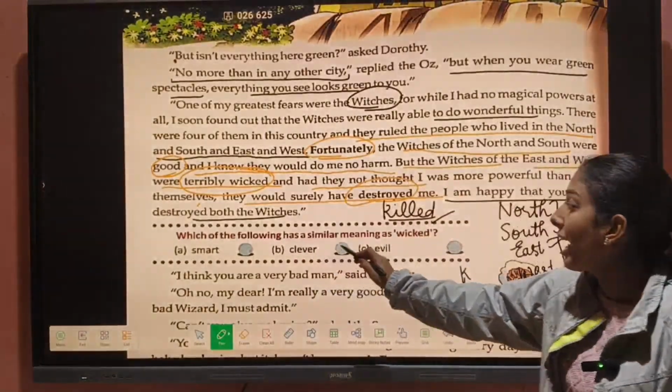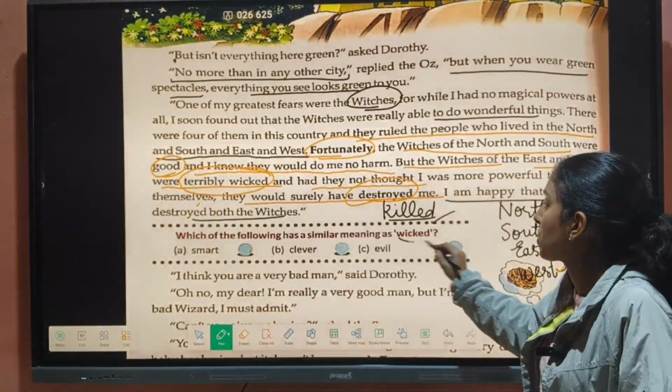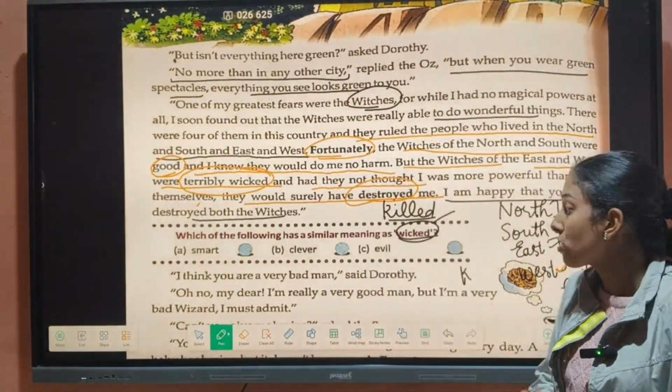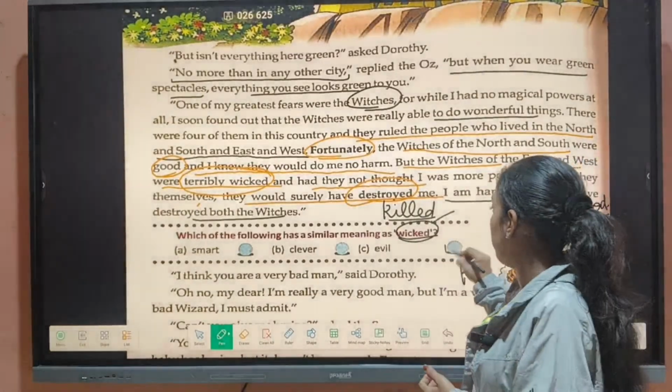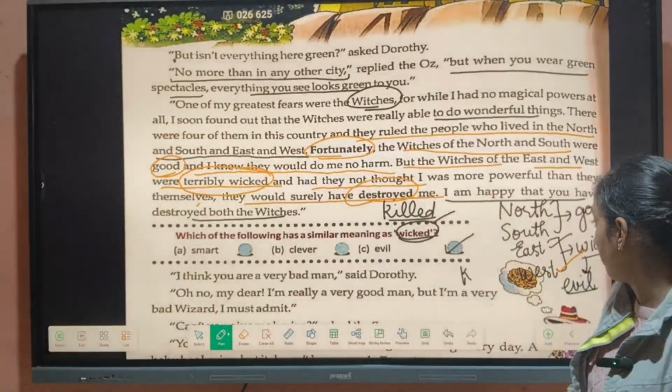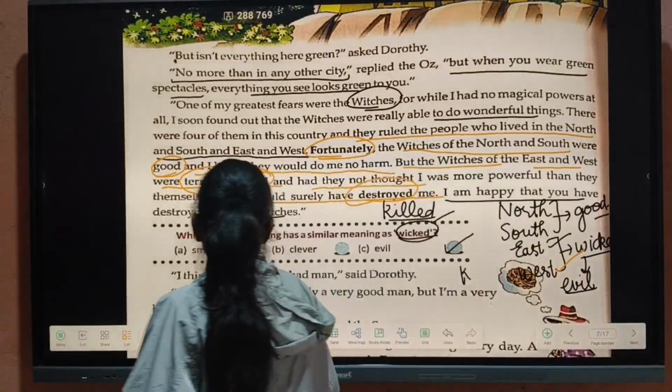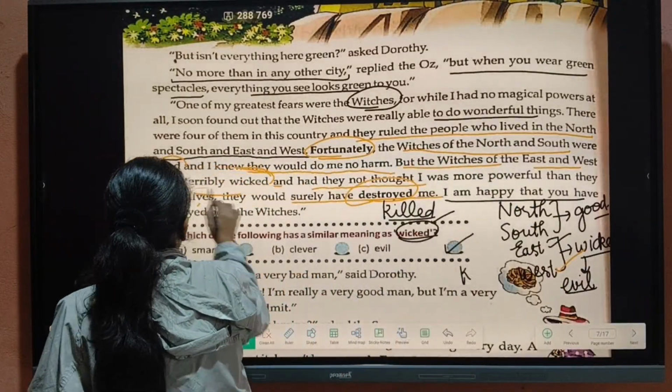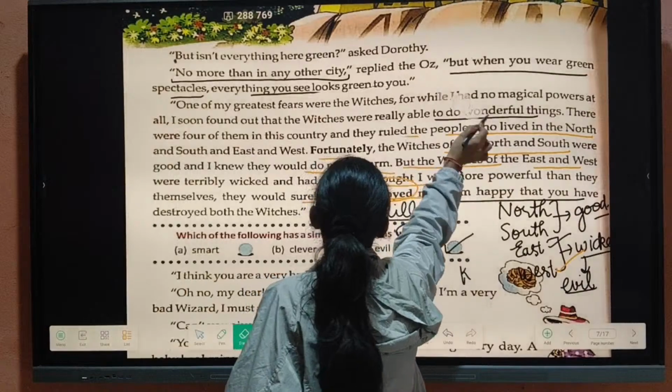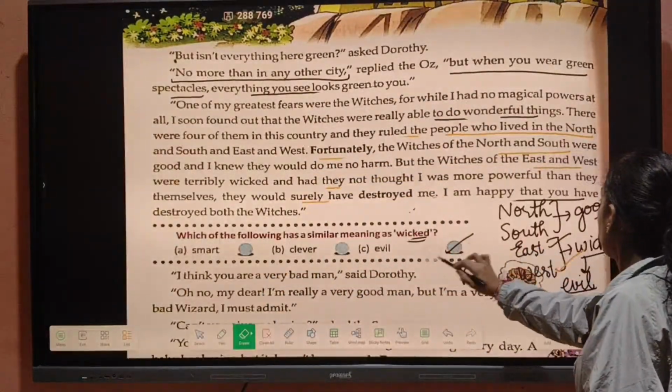Which of the following has a similar meaning as wicked? Synonym of wicked, it will be evil. Okay. Now beta, moving on to our next paragraph.